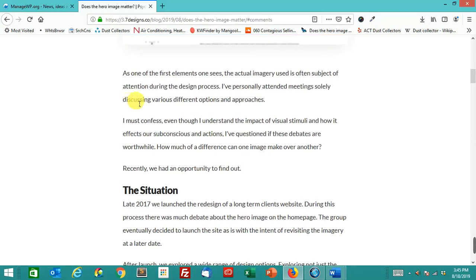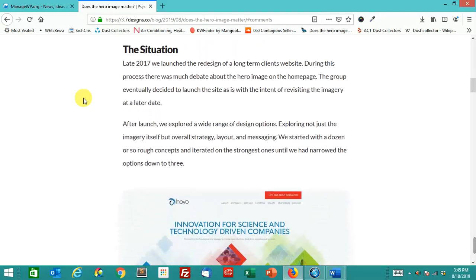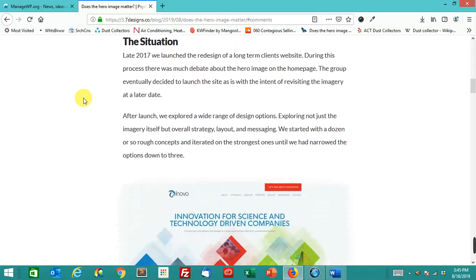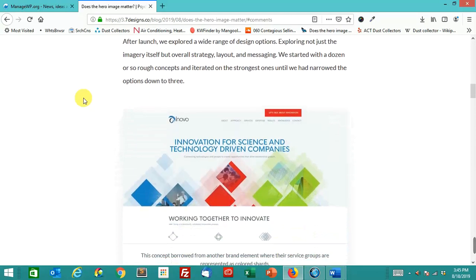So it's usually the first thing you're going to see on the homepage. And what they're talking about is that this often causes a lot of attention, a lot of debate, a lot of consideration during the web design process, especially if you're dealing with clients that are really particular about what image they're going to show and how it affects people. What they were talking about in 2017 was a study where they were looking at a client's website, and there was a lot of talk about what are we going to put in the hero image. So they decided to go with three different ones.